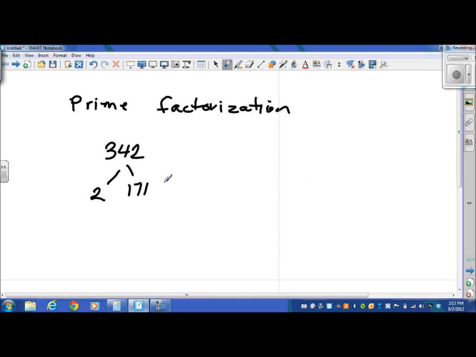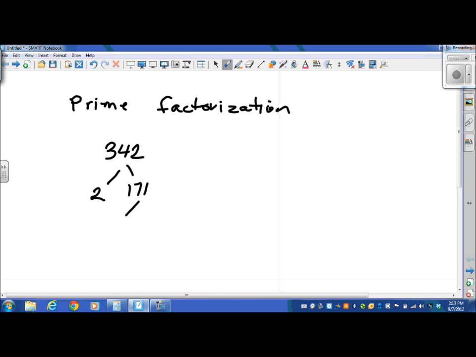But 171, I'm going to see if I can divide something into it. Now, divisibility rules, which you have, or you will have, access to, you can look at that. One of our strategies is to see if it can be divided by 3. I'll know a number is divisible by 3 if I add up all the digits. So 1 plus 7 is 8, plus the other 1 is 9. 9 is divisible by 3, so that means that 171 can be divisible by 3.